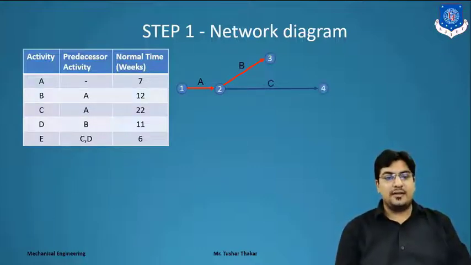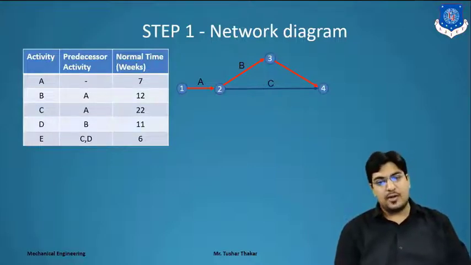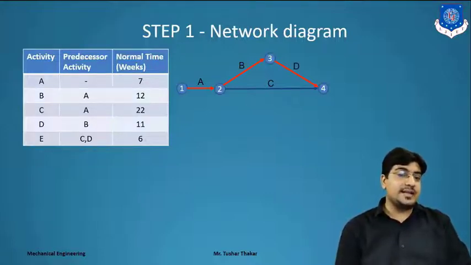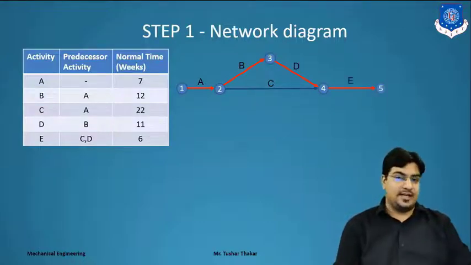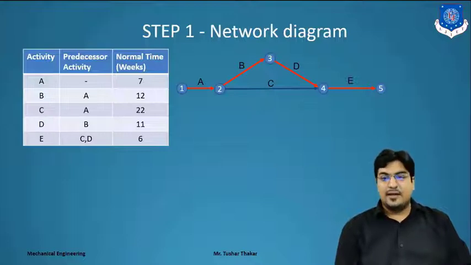Now for activity D, the predecessor activity is B, so we can draw from 3 to 4. Why do we draw 3 to 4? Because for activity E, the predecessor activities were C and D, so from node 4 to 5 we get activity E. So simply, we have drawn the network diagram. We have only 2 paths over here.